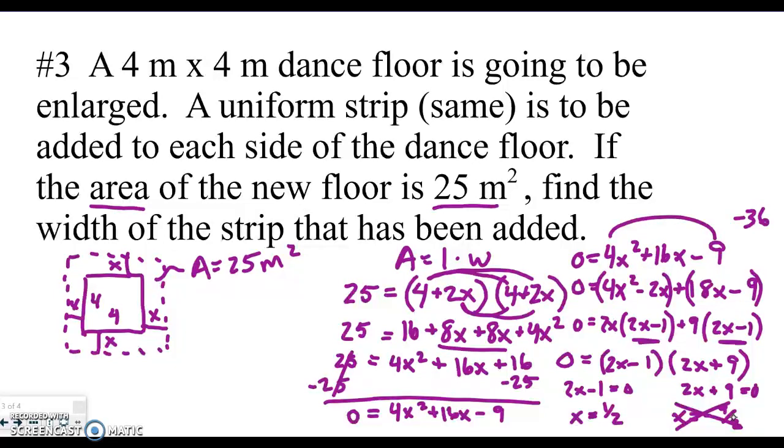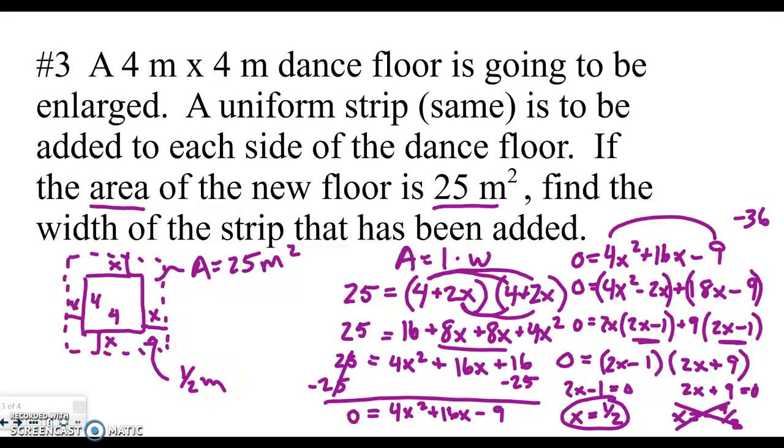I'm adding a uniform strip to every side. So what am I adding? I am adding half a meter to all 4 sides. So when they ask me what's the width of the strip being added, in every instance, all the way around, you are adding half a meter.